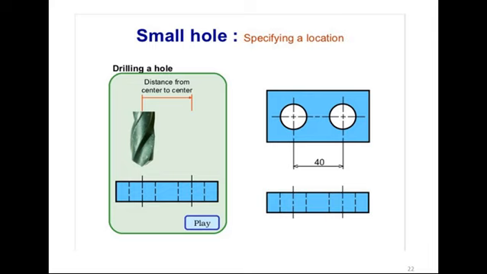So if we want to take a reference from the previous hole, we require to give a dimension. So here we have provided a dimension. From this hole to this hole the dimension is 40. So this is very much important. Like this we can show the distance between the two holes.